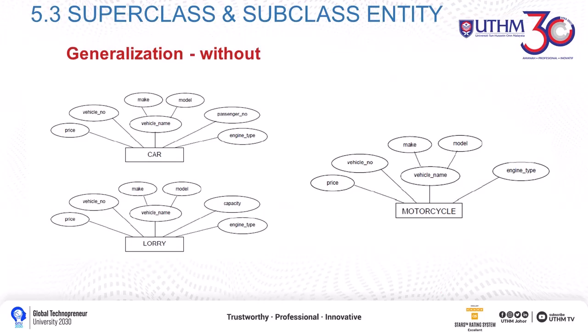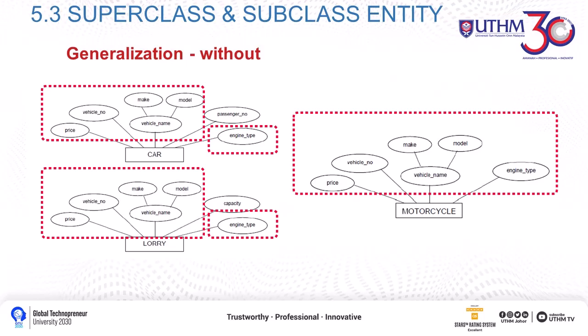Now, let's have a look at this example. There are three different vehicles: car, lorry, and motorcycle. Each of these vehicles has its attributes. Can you list out the similar attributes that all vehicles have? I am sure you are aware of these similar attributes as highlighted on the slides.